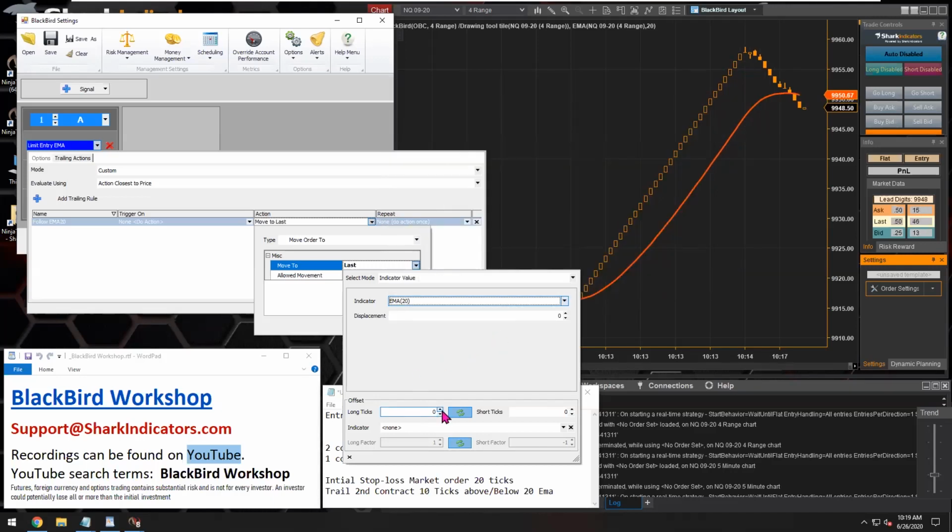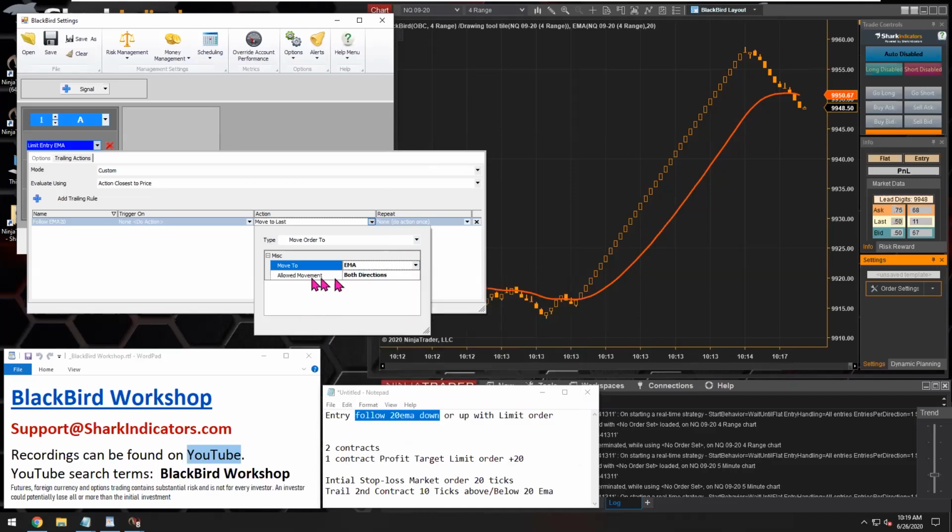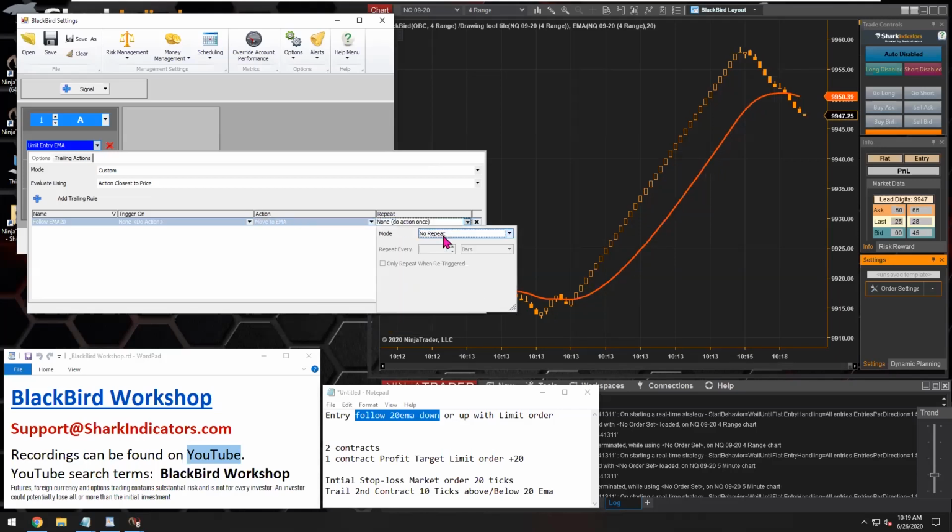And again, if you are using an offset, make sure that you remember to set your offset in this menu as well if you want an offset to front run. So there's our EMA plugged in for the trailing actions there. And then the repeat: if you want to follow the EMA up, say there was a long run and you want your entry order to keep following the moving average, then you need this trailing rule to keep repeating indefinitely until the order gets picked up.